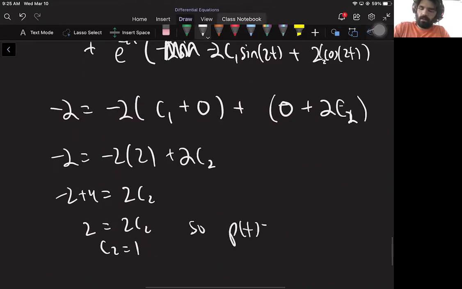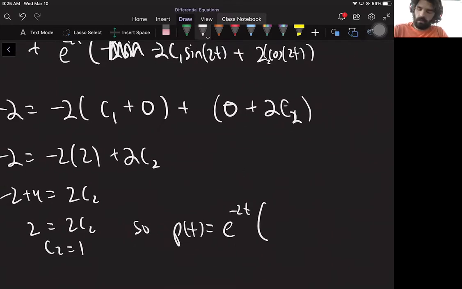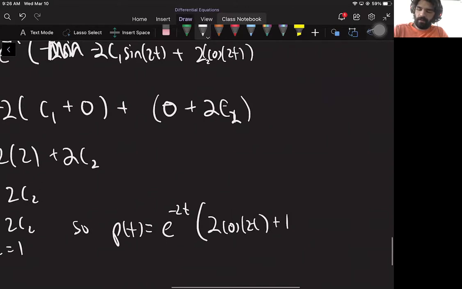So P of t is e to the negative 2t times C1 was 2, and C2 was 1. Don't even have to write the 1. Sine of 2t.